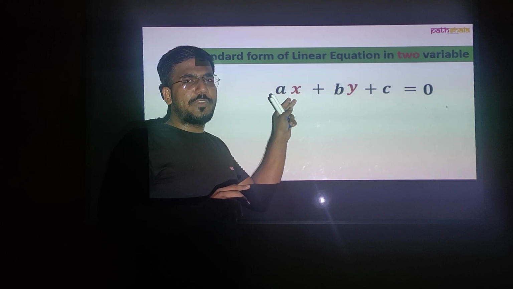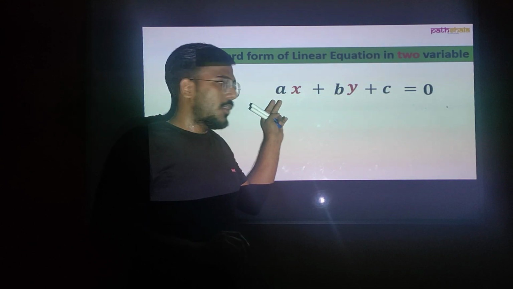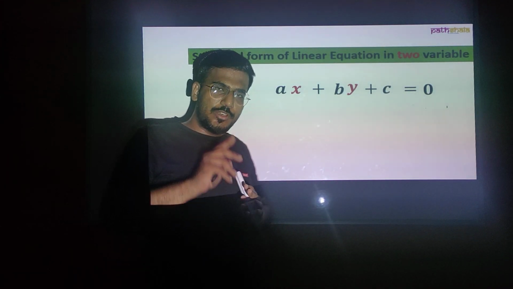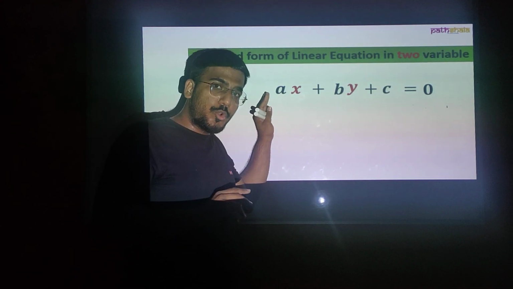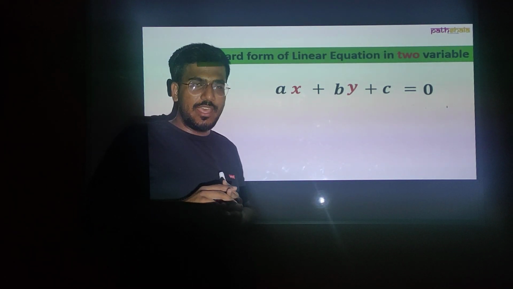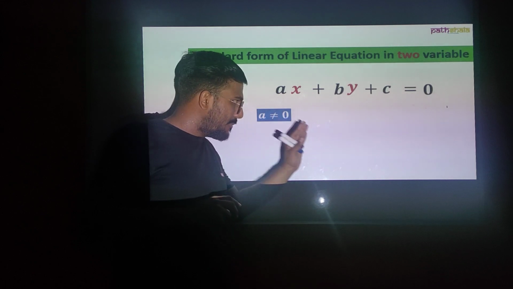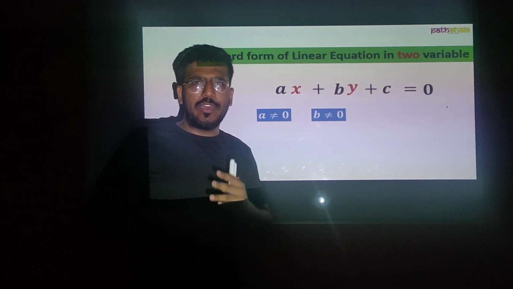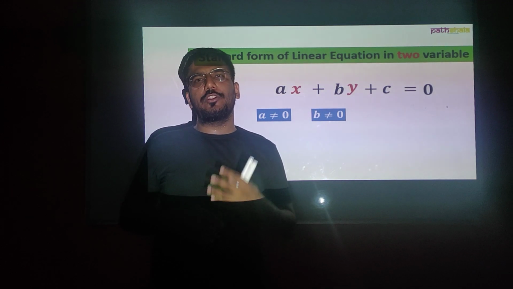What is the coefficient of x over here? It is a. What is the coefficient of y over here? It is b. So the first condition says that your coefficients can be any number, but it should not be 0. Means a cannot be 0 and b cannot be 0. Now you might be having questions, why? Why sir, a and b cannot be 0?